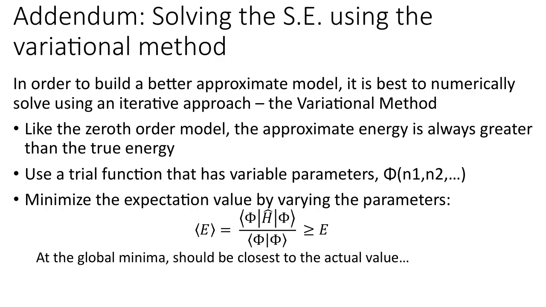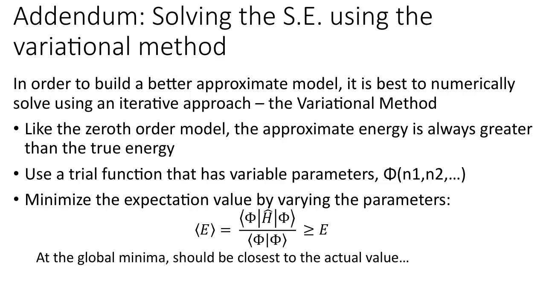Now I'll let you know first off, the variational method we don't do on a piece of paper. We let a computer do this. We let a program, an algorithm, solve these kinds of things. But it's a better approximation model by numerically solving in an iterative approach towards the actual value. Okay, so just like we saw in the 0th order model, the approximate energy is always going to be greater than the actual energy. So we're always going to overestimate the binding energy.